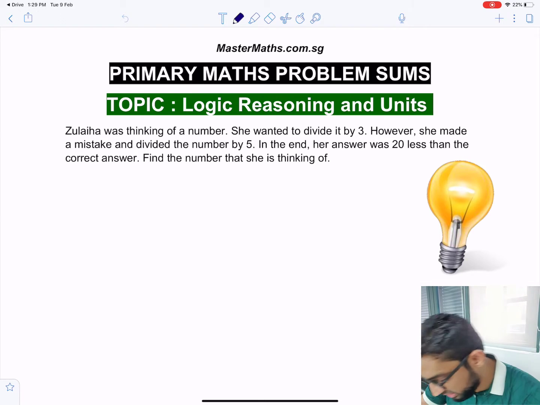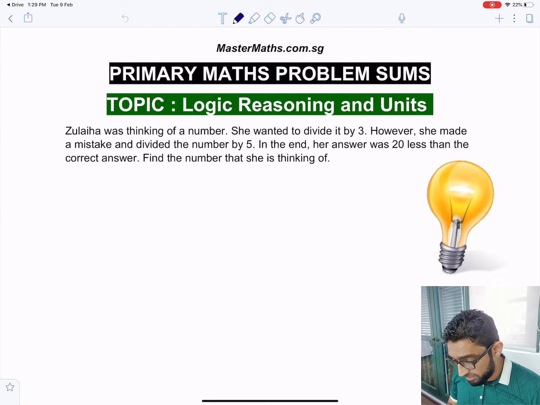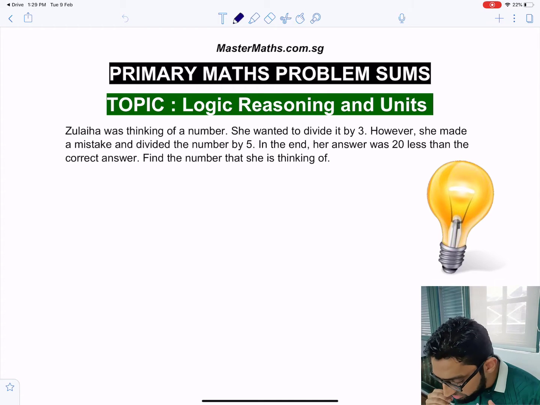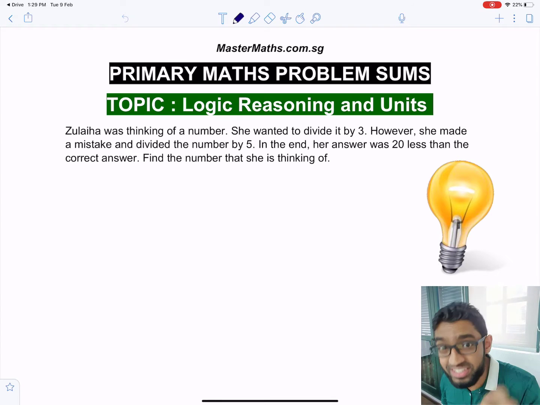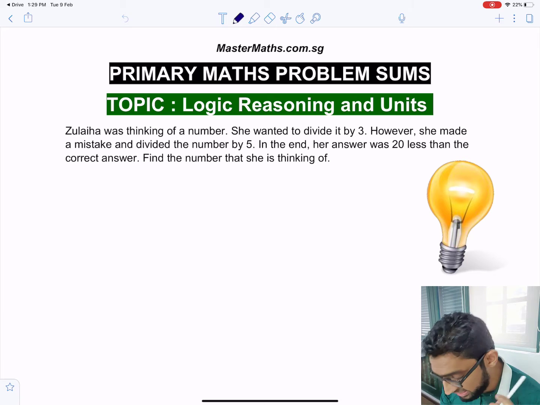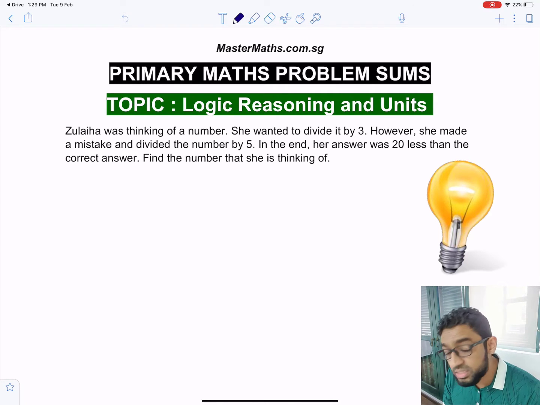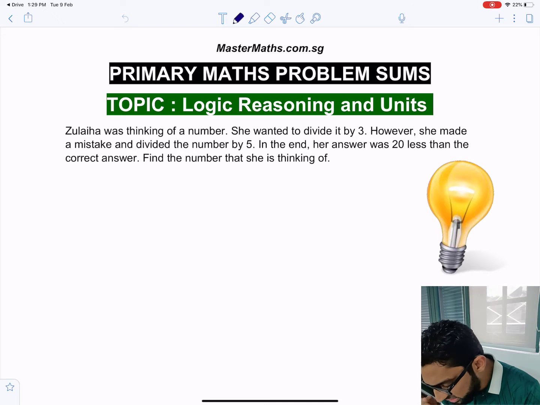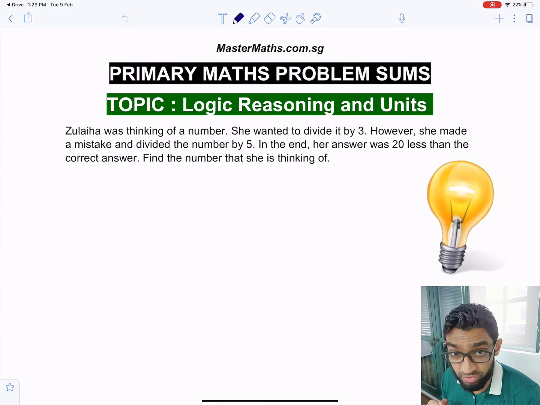Let's dive into it. Zulaiha was thinking of a number. She wanted to divide it by 3. However, she made a mistake and divided the number by 5 instead. So of course there will be some errors in her calculation. In the end, her answer was 20 less than the correct answer. Find the number that she is thinking of.